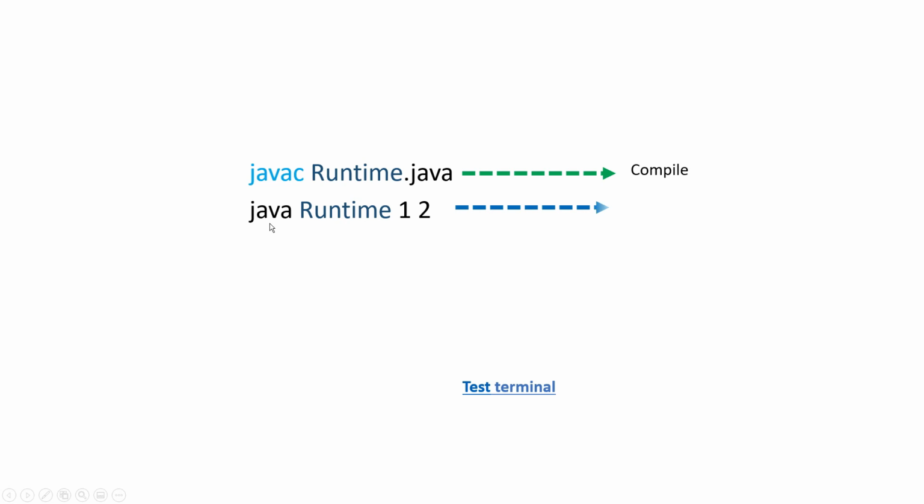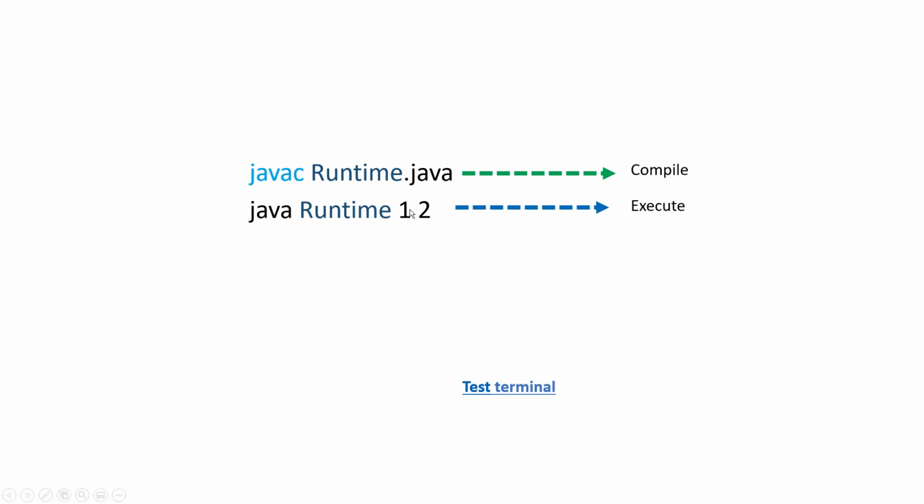meaning whatever the value of this sum variable is. So how to compile the program? First of all, you need to move to the required directory in the command line, and then you have to write javac Runtime.java to compile the code, and to execute it you have to write java, then the name of the class, then any arguments you want to write.